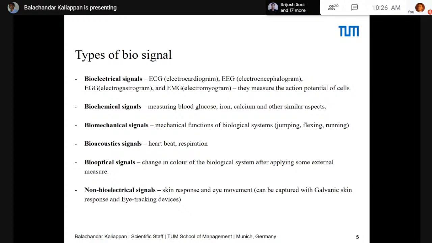And the last type in biosignals is non-bioelectrical signals, and in this case we have skin response and eye movement. As I told you, imagine that you are now meeting a lion just in front of you. Right? Not me, because I'm just delivering a lecture, but imagine that there's a lion in front of you. Because of the fear that you're going to encounter, your body will sweat, and that will produce a kind of signal, because adrenaline is pumping up, and your body tries to produce sweat, and this can be understood.